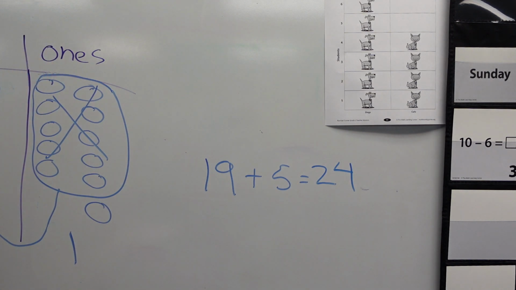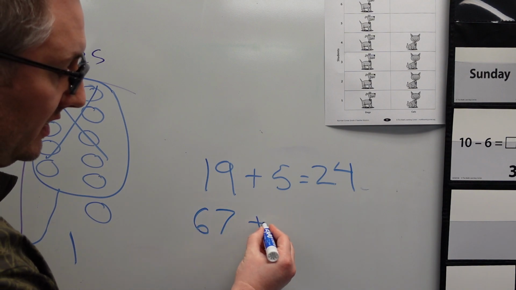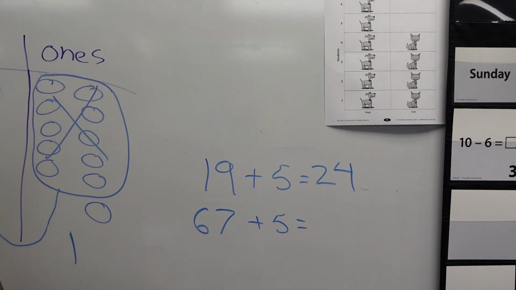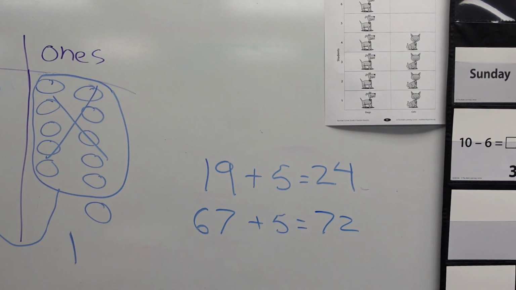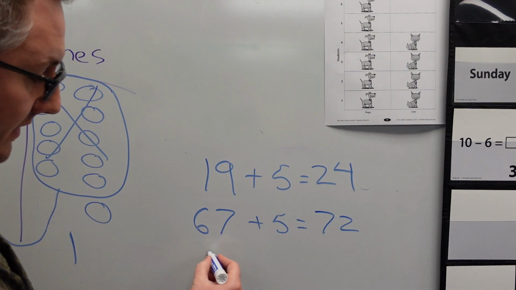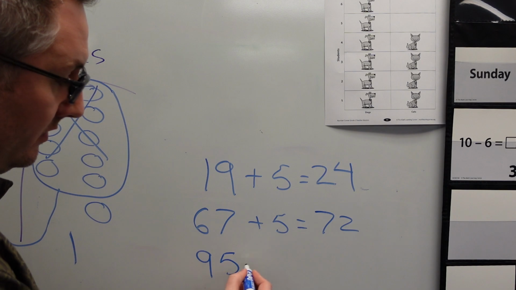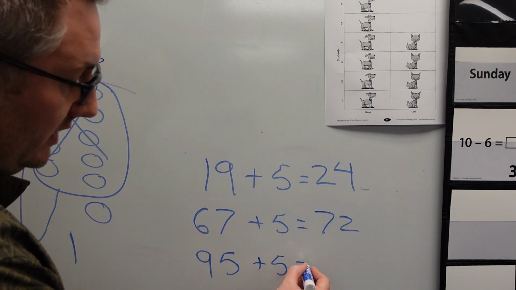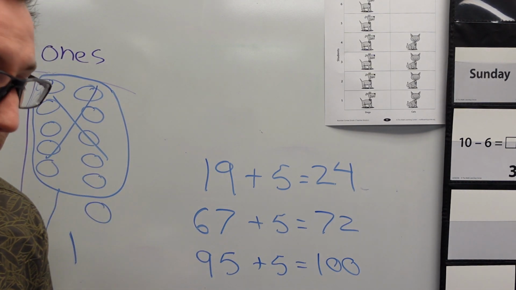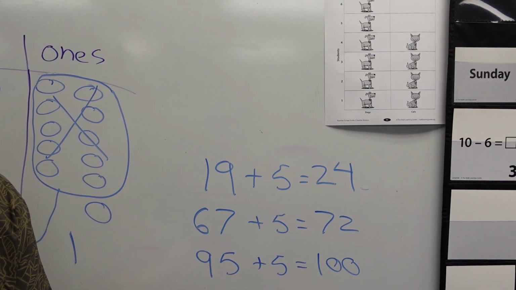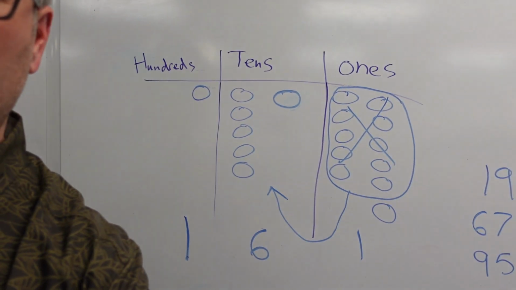The second number was 67. 67 plus 5 equals 72. The next number is 95. Oop, yep, you can still see. 95 plus 5 equals 100. You need to be able to do this forwards and backwards, adding 5 and taking away 5. But we'll get to that later. Now let's do the small group lesson.